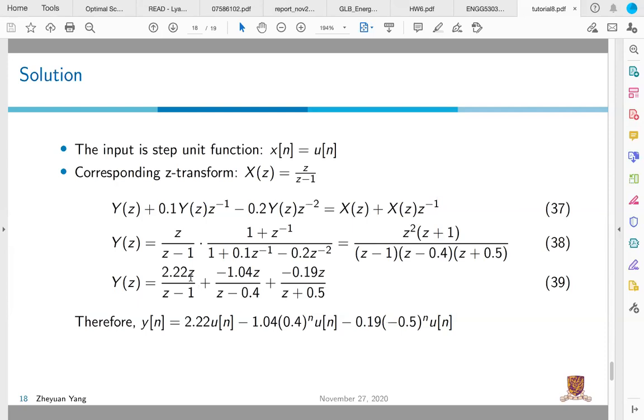Like I said before, you set a divided by (z - 1), b divided by (z - 0.4), and c divided by (z + 0.5). And then you calculate the constants a, b, and c. So I strongly suggest you to do it by yourself. Then you can get the formula of Y(z), and we can get the final result y[n], which is equal to this term. The first one, because it is one, so one to the power n is one. We have 2.22 u[n] minus 1.04 times 0.4 to the power n u[n]. And the second term is minus 0.19 times minus 0.5 to the power n u[n]. So this is the example.